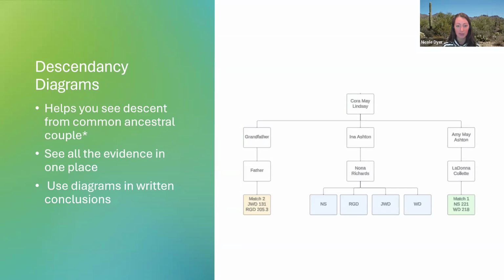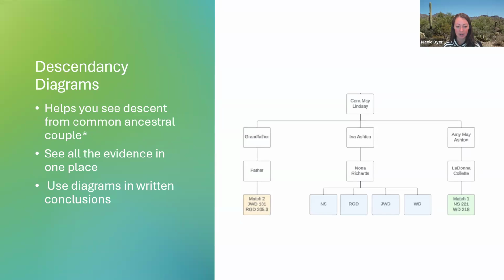So here in this diagram, you can see that I have the common ancestor Cora May Lindsay at the top and the test takers in blue, whose initials are there, and then two DNA matches who descend from different descent lines from Cora. Match 2 was at MyHeritage, so it's in orange. Match 1 was at Ancestry, so it's in green. That's a common way that I like to color code my diagrams. And you can see that the amount of shared DNA is put there with two of the test takers, and their initials are used to differentiate.